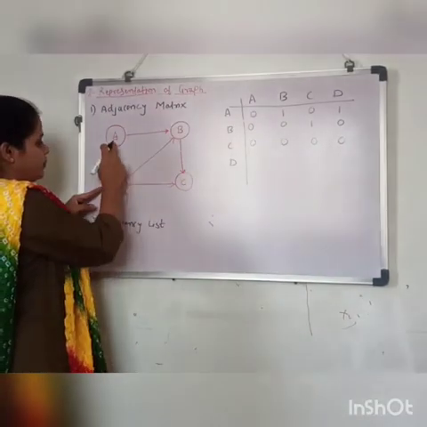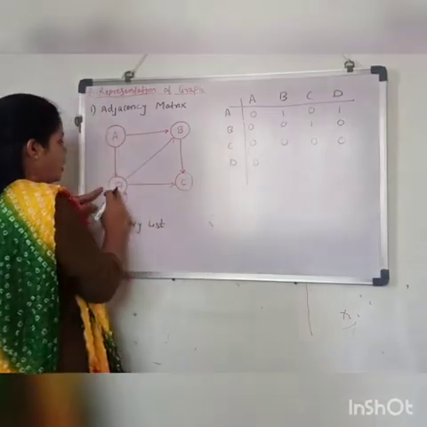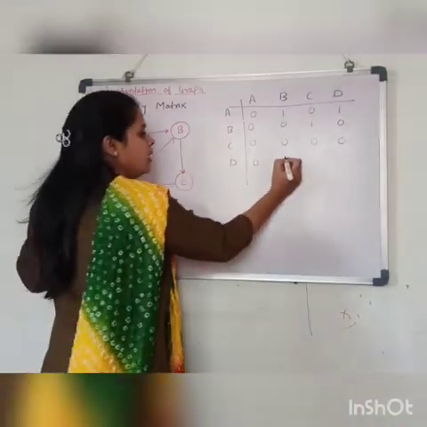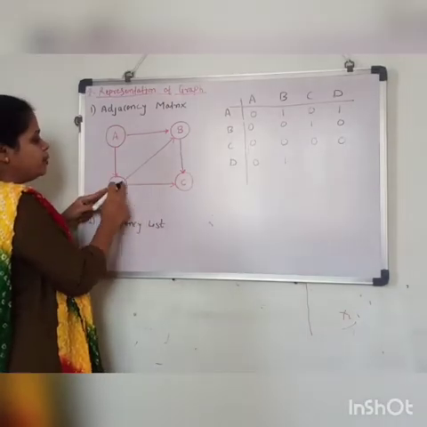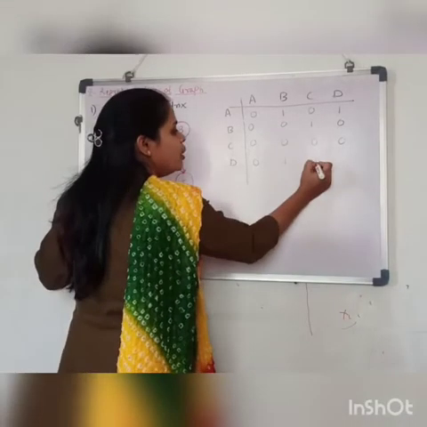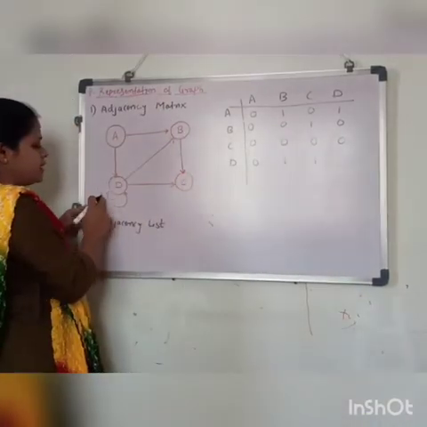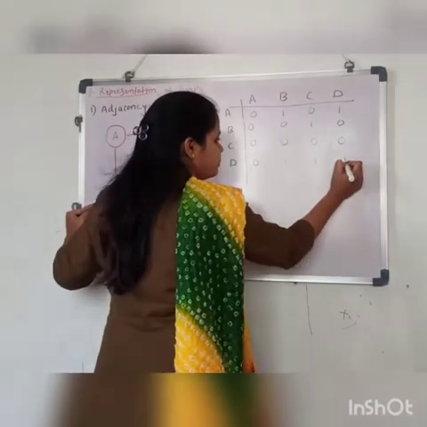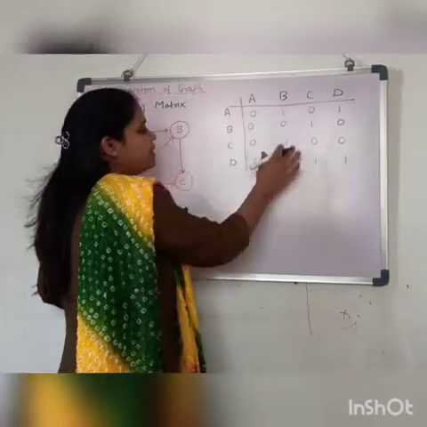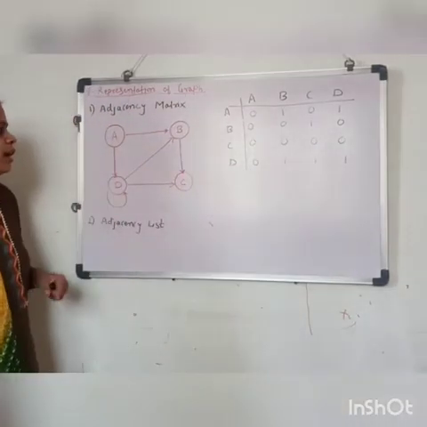D to A, 0. D to B, yes, there is a link. So D to B is 1. After that, D to C, yes, there is an edge. So write down 1. After that, D to D, yes, there is an edge present. It's a self loop. So write down 1 over here. So this is the adjacency matrix for your graph.